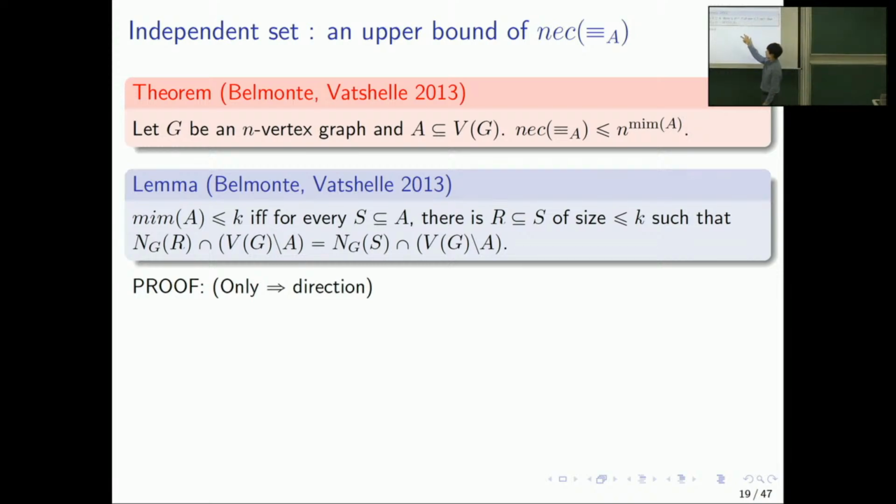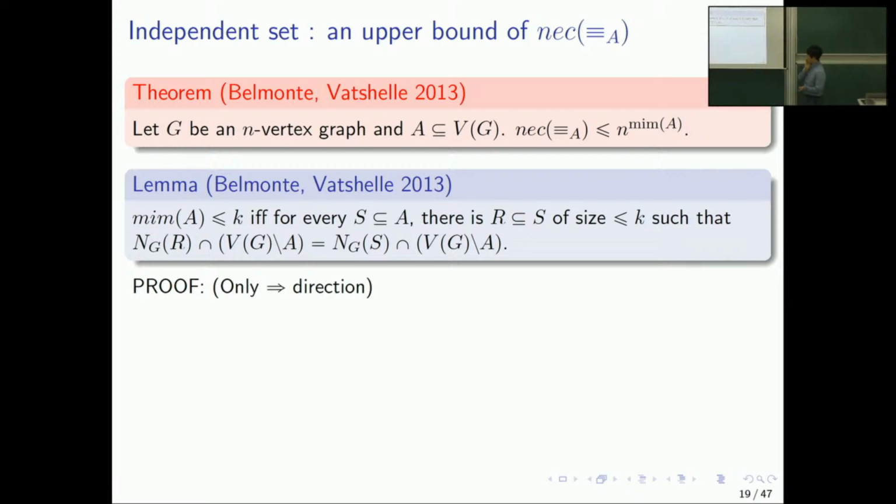So they prove that the Mim function is at most k if and only if for every set A, for every set S in A, there is some subset R of size at most k such that they have the same neighborhood outside. So they are actually equivalent, but to have this bound, we only need this direction, I guess.